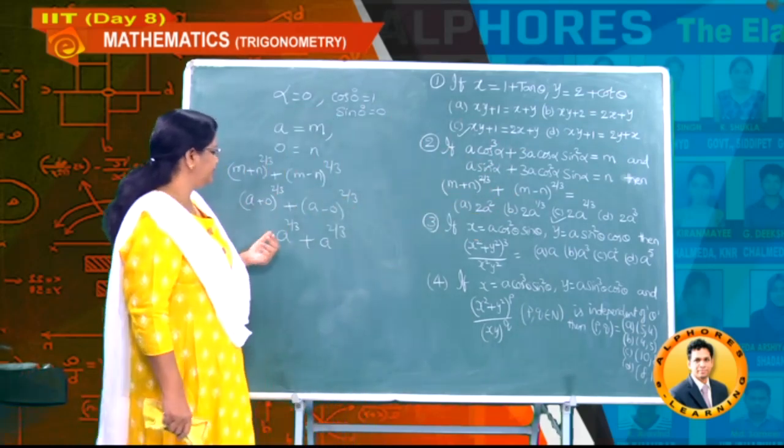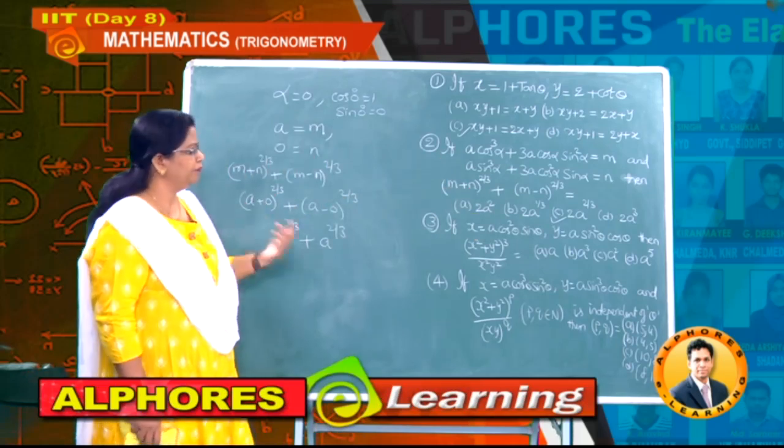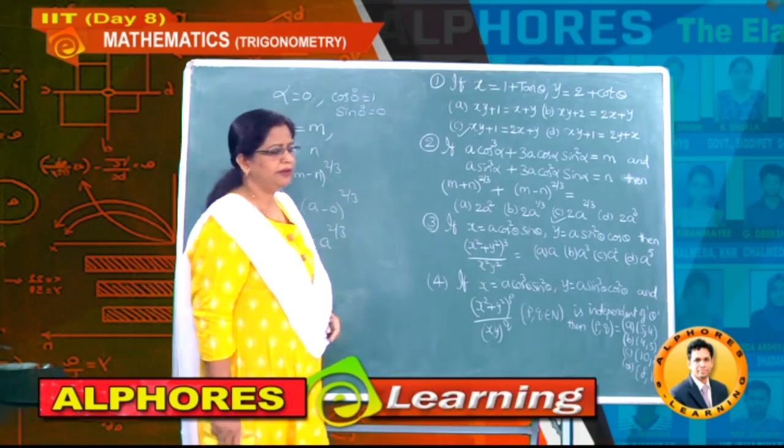Now you got how much here? 2 times a power 2 by 3. Very simple. Okay. Let us check the third problem.